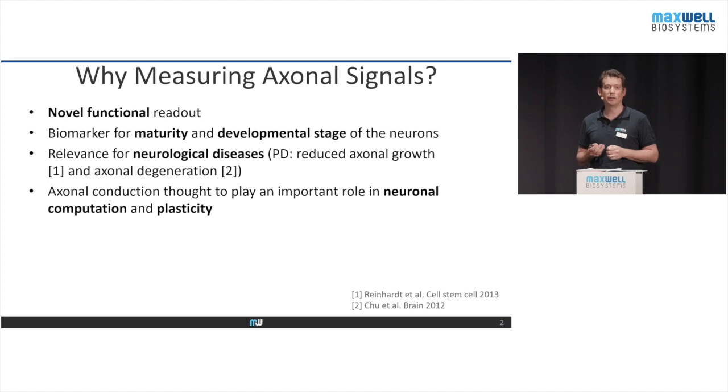Of course, they're highly relevant for neurological diseases. Just as one example, Parkinson's disease was found to cause reduced axonal growth and also axonal degeneration, but it is also very relevant for a variety of diseases. And finally, as we have also seen in the talk of Dr. Shimba, axonal conduction is also thought to play an important role in neural computation and plasticity. So maybe by looking closer at the axons, we will actually be able to better understand the brain.